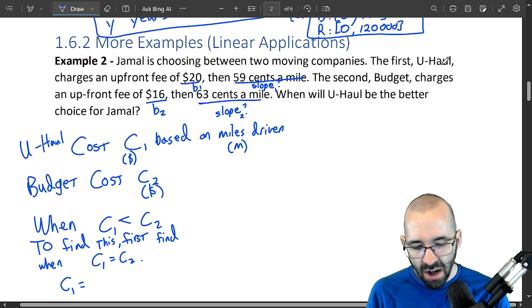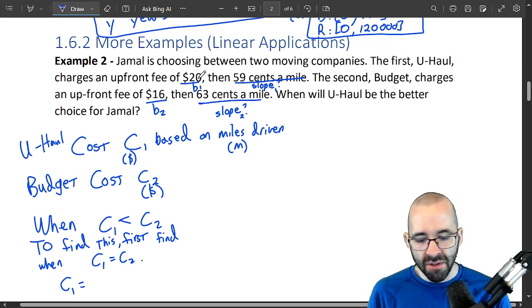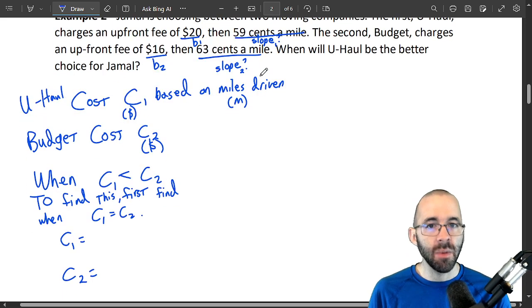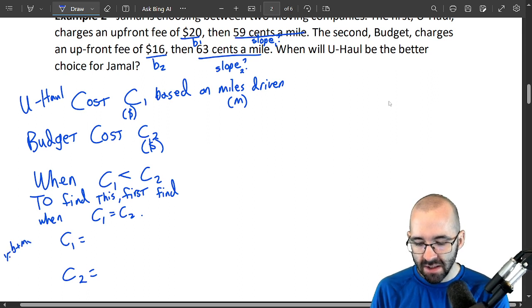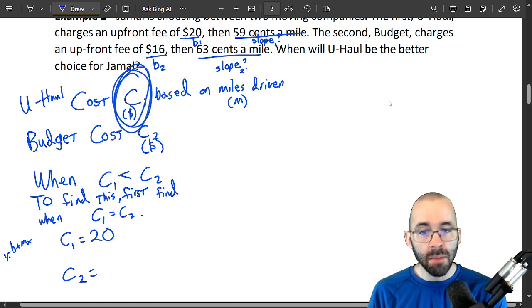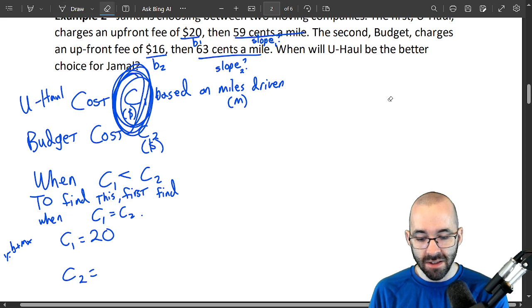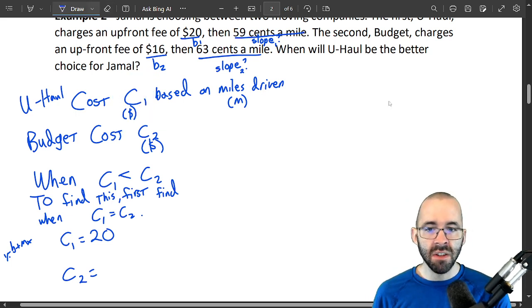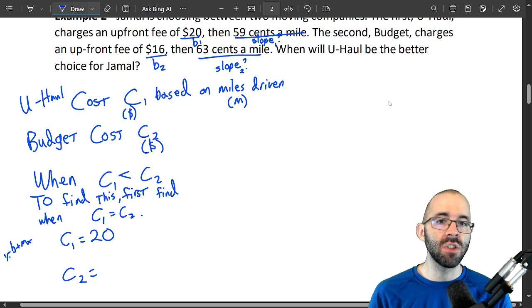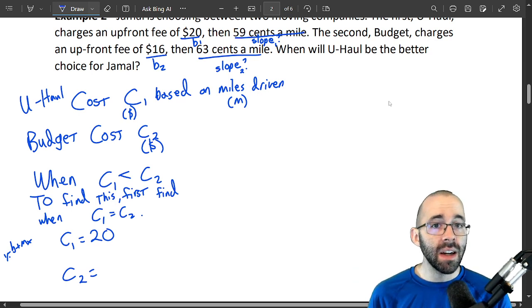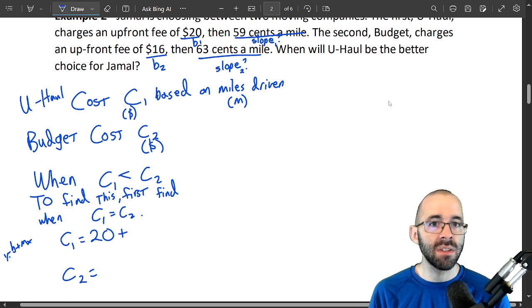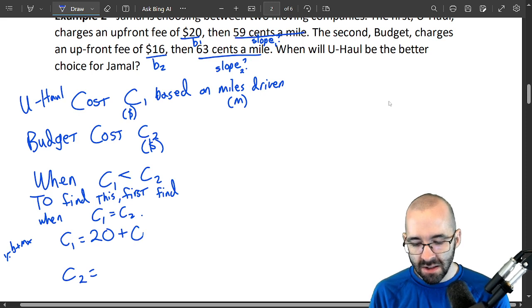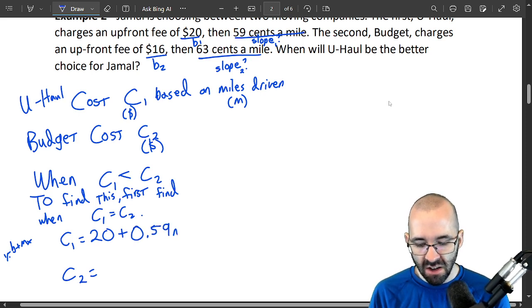The cost for the first one, U-Haul, is a flat fee of 20 bucks and then 59 cents a mile. We can write that as a line, y equals b plus mx. Flat cost of $20. This is where it's really important that C1 is in dollars. So if a flat fee is $20, b is just directly 20. But it's 59 cents every mile. Remember, we need all the units to be the same, so 59 cents is $0.59 for every mile.